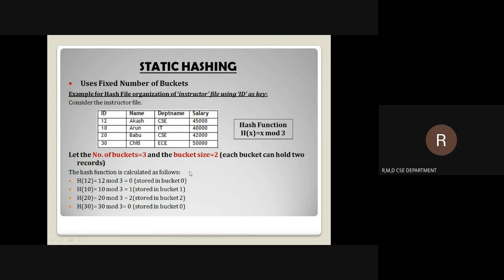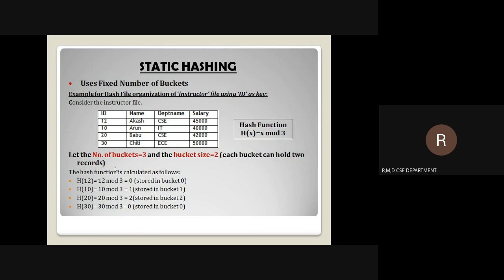Hashing works on the basis of a hash function. A hash function is of the general form h(x) = x mod 3. Suppose the instructor file is hashed based on the ID attribute as a key. Let us first assume that the number of buckets is 3 and each bucket can hold a maximum of 2 records. So the hash function here is provided with ID as a key attribute.